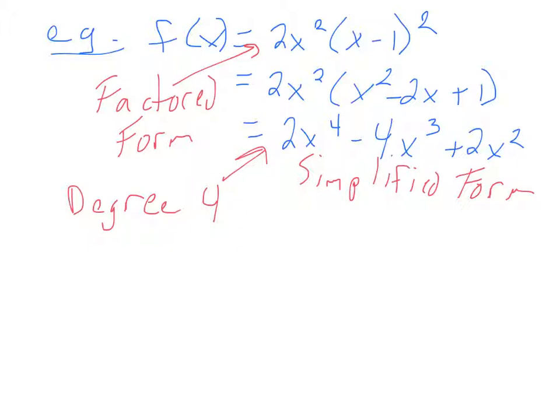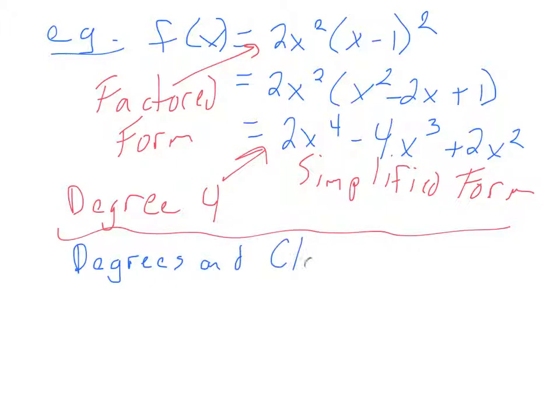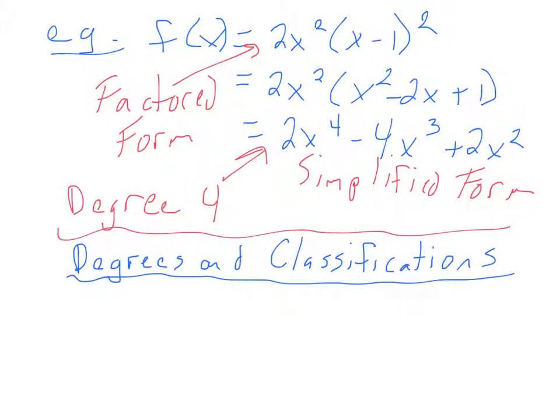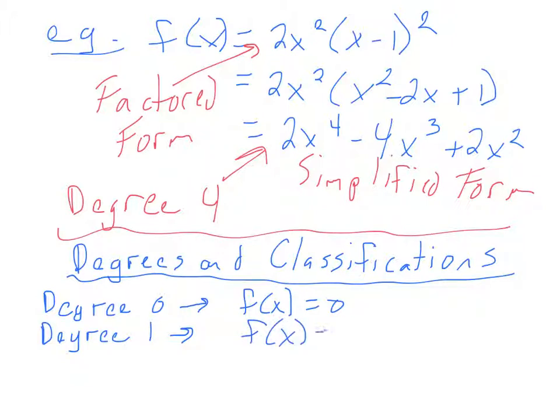So certain things about polynomial functions. Let me just, so degrees and classifications here. So, degree 0 function would just be f of x equals 0, right? A degree 1 function would just be f of x equals some constant value, right, which we'll just call a naught for now. So that's a constant function. This is the 0. This is called the 0 function. This is a constant function just because it's the same value all the time.